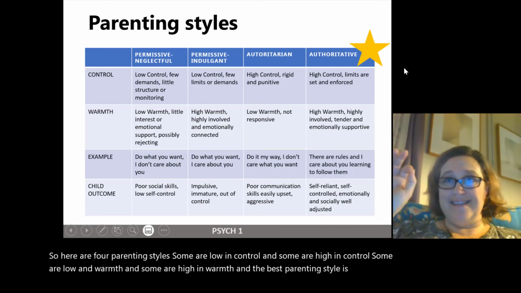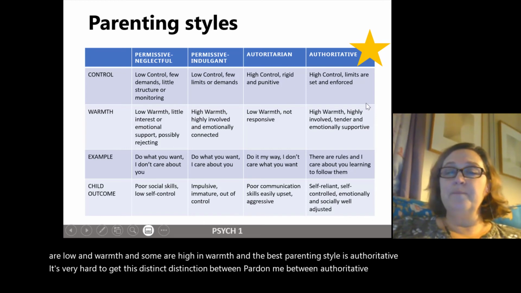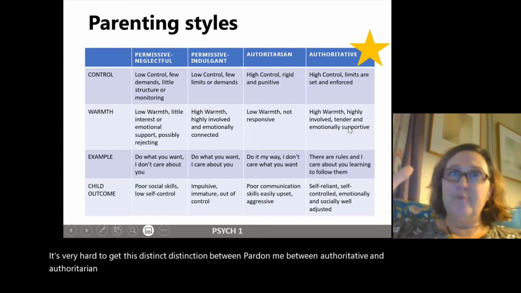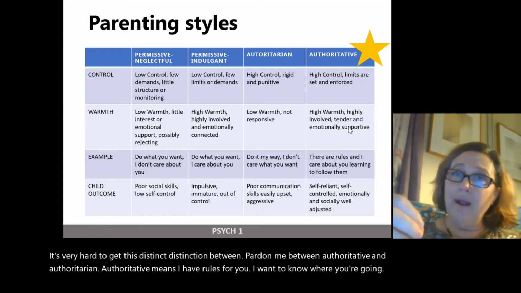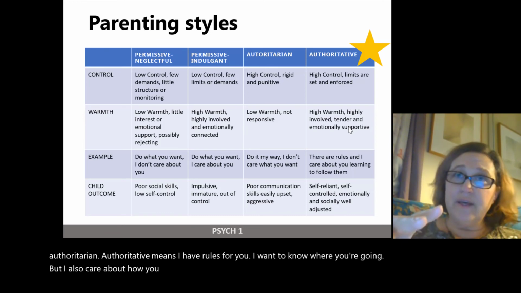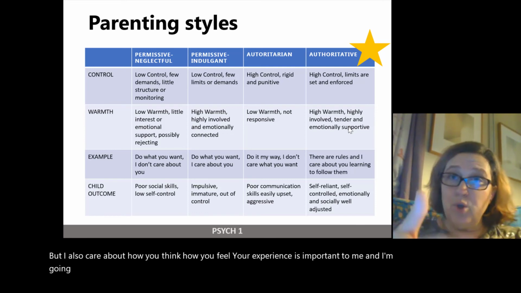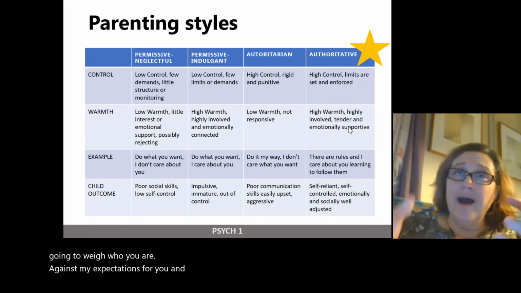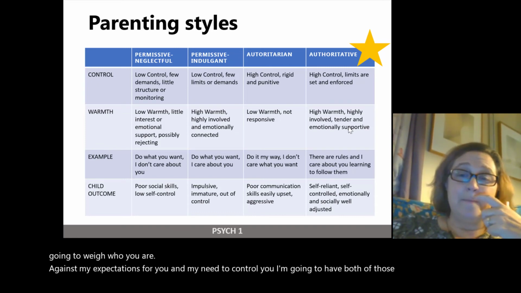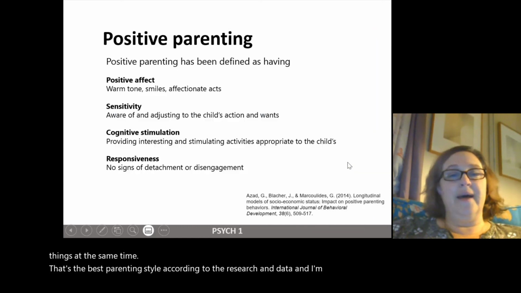It's very hard to get this distinction between authoritative and authoritarian. Authoritative means I have rules for you. I want to know where you're going, but I also care about how you think, how you feel. Your experience is important to me, and I'm going to weigh who you are against my expectations for you and my need to control you. I'm going to have both of those things at the same time. That's the best parenting style according to the research and data. And I'm going to let you read more about that on that slide.